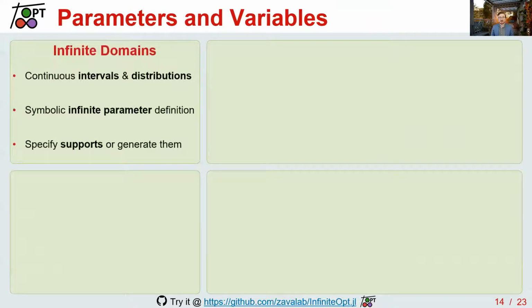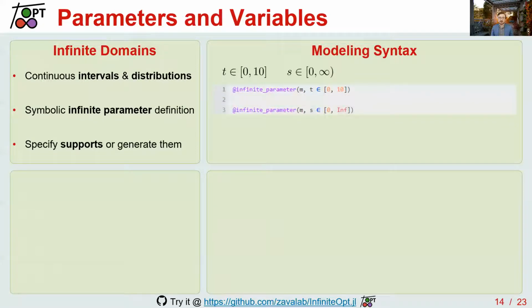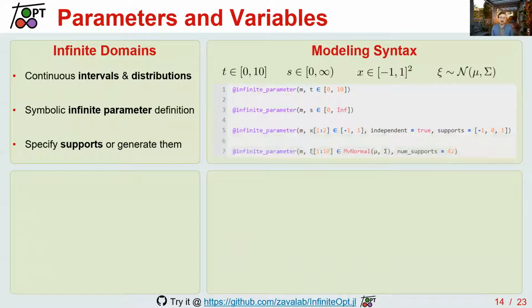So first, we can think of infinite domains. We natively support continuous intervals and statistical distributions, the codomains, rather, of those distributions. So we could consider, for example, defining a time parameter over a particular interval, or a parameter S over a semi-infinite domain, or a spatial parameter X over a domain of our choice, even perhaps specifying a particular grid system or supports that we want to use, and an uncertain parameter with respect to a statistical distribution of our choice.